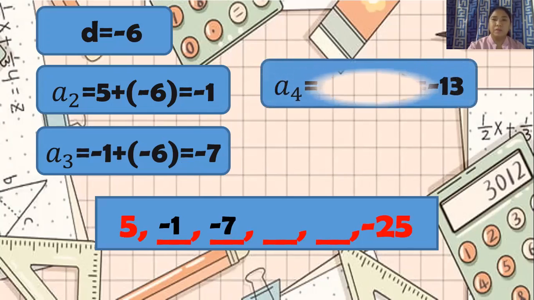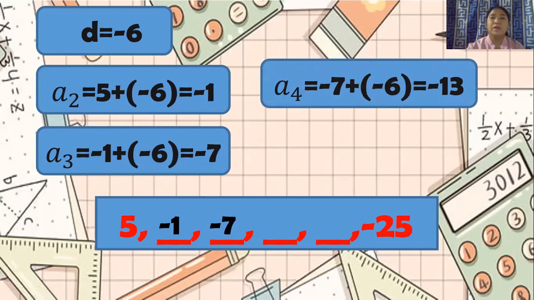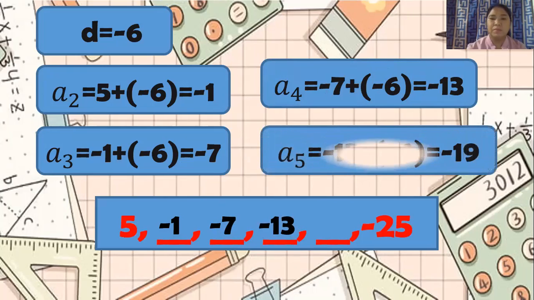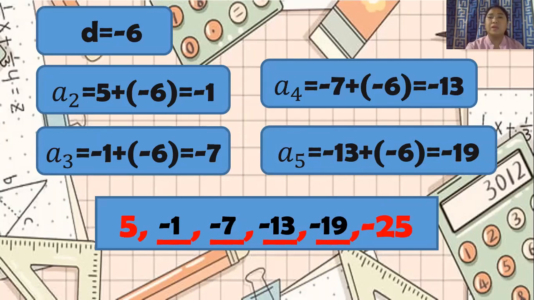What about the fourth term? A sub 4 is equal to negative 7, which is the third term, plus negative 6. Dahil parehong negative, add, negative 13. Therefore, the fourth term is negative 13. Next, what about the fifth term? Isa na lang, kompleto na. We have negative 13 kasi yun yung fourth, plus negative 6. Again, add them because we have the same sign. So the answer is negative 19. Therefore, we have negative 19 as the fifth term.